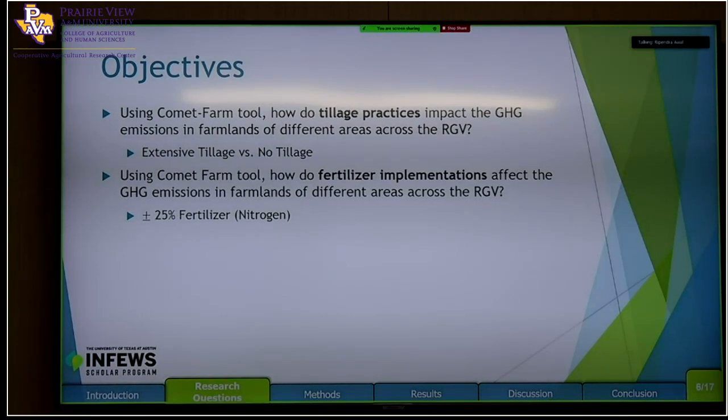And then, using the Common Farm tool, how are fertilizer implementations affecting greenhouse gas emissions in farmland in different areas across the Rio Grande Valley? The way I'm doing that is I'm adding 25% fertilizer and reducing 25% fertilizer across the cropland and seeing how that affects greenhouse gas emissions.